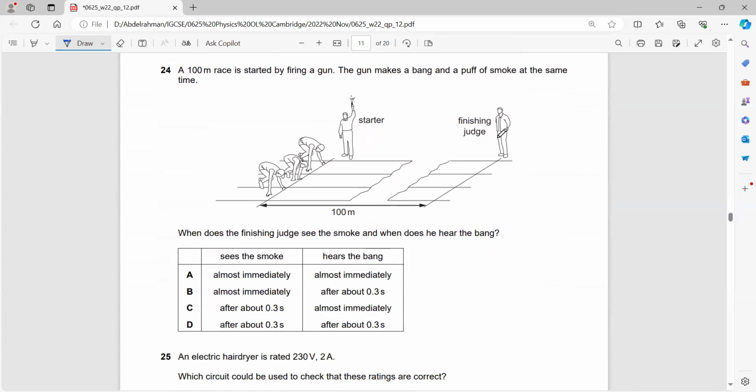A 100-meter race is started by firing a gun. When does the finishing judge see the smoke and when does he hear the bang? He sees the smoke almost immediately. He hears the bang not almost immediately, but after around 0.3 seconds, because the sound is much slower than the light.